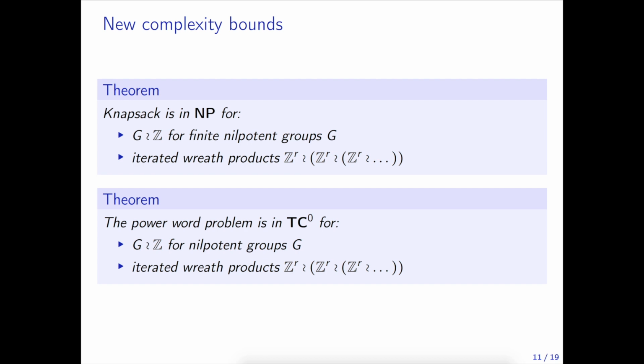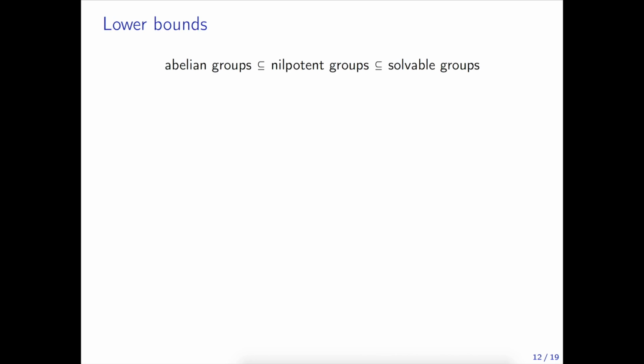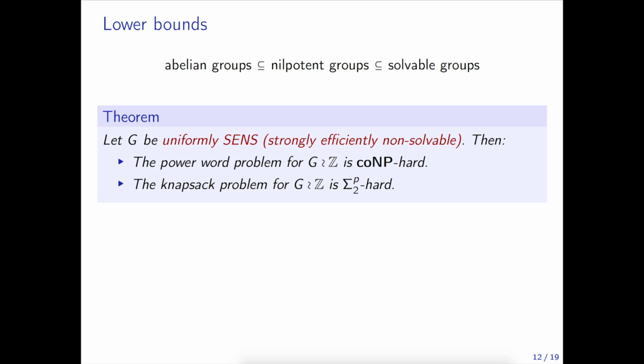Of course, the question arises, what happens if G is not nilpotent? And here the situation is not very clear. We have the abelian groups, which are subsumed by the nilpotent groups, which are in turn subsumed by the solvable groups. And we can only prove lower bounds for non-solvable groups with some extra conditions, and these groups are called uniformly, strongly, efficiently non-solvable groups, or short, uniformly SENS.